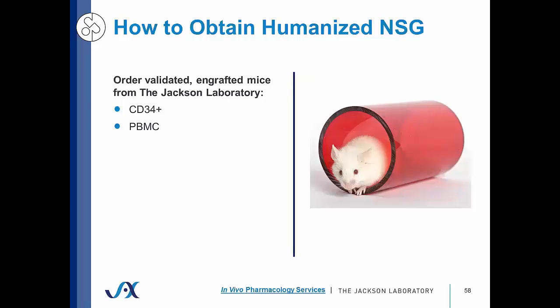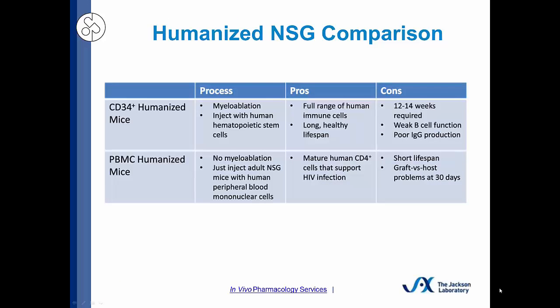JAX has been distributing humanized mouse models for many years, and all of our models are validated to have achieved threshold engraftment levels prior to shipment or being placed on study to ensure the highest quality in experimental application. Although Michael has discussed in much greater detail the various types of humanized models and the appropriate choice of model for your specific application, this slide summarizes briefly for your reference the process that JAX employs for the creation of each of the model types that we distribute and the advantages and considerations for using each of these models.